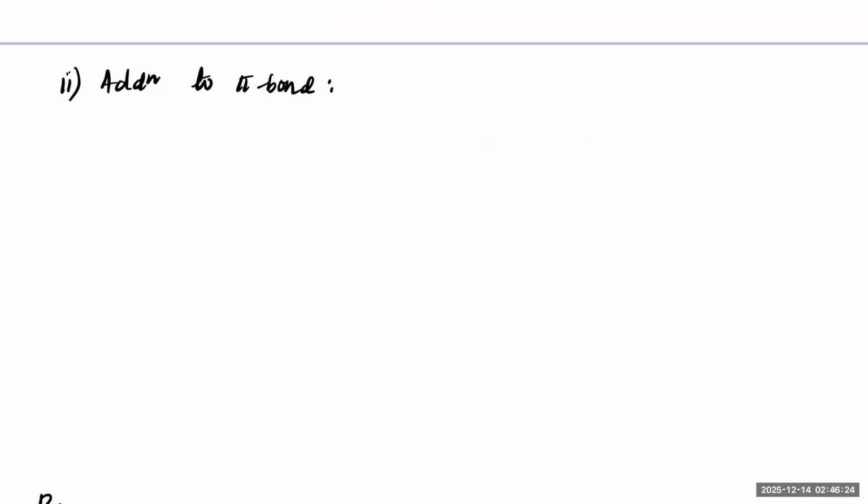Next, addition to the pi bond here. That is, if you have CH2 double bond CH2 plus CH2, one pair of electrons and one empty or vacant orbital. Usually what happens is wherever there is a pi bond, the CH2 will instantly go and connect here.